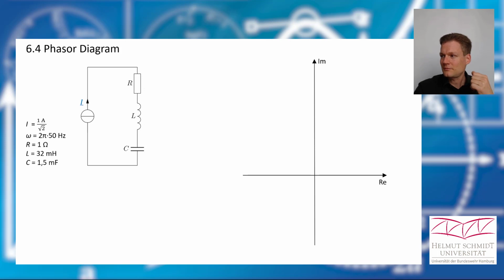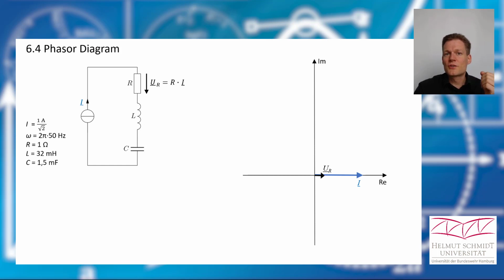Our current here was this sine wave, and we said this current has the phase angle 0. And therefore we could draw our current here in our complex plane. It's just a real number because the phase shift is 0. And then we had our voltage drop at the resistor. And at a resistor we have no phase shift between voltage and current, and therefore the voltage drop at the resistor is a real number in this example too.